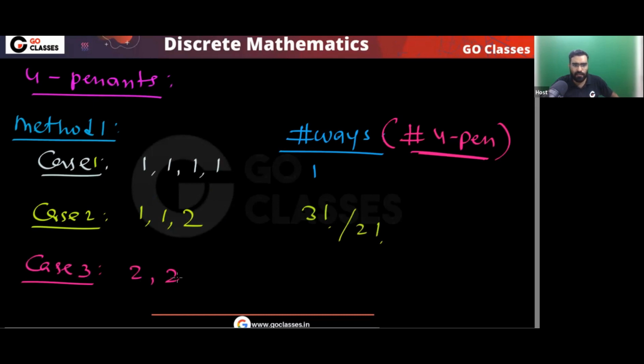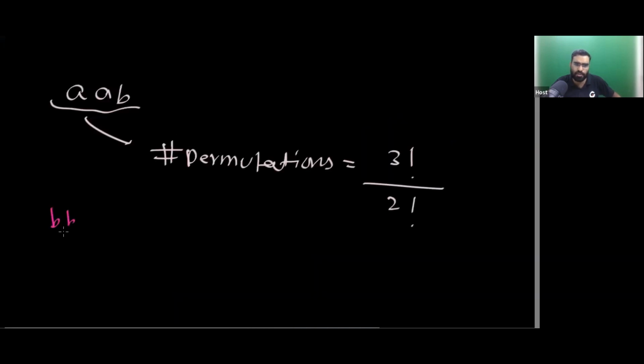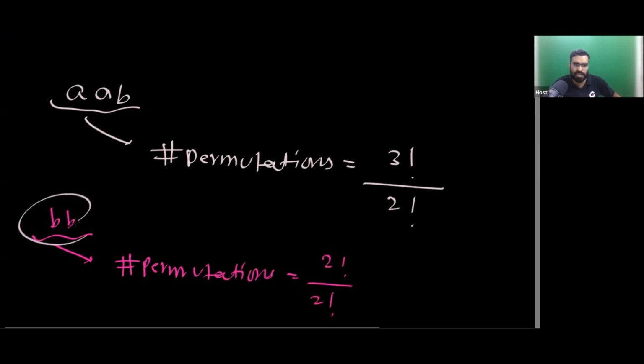Next, what is the answer for this? How many permutations can you create? That will be 2 factorial divided by 2 factorial. For example, if I ask you for BB, how many permutations can you create? That will be 2 factorial divided by 2 factorial, because they are the same. So very simple.